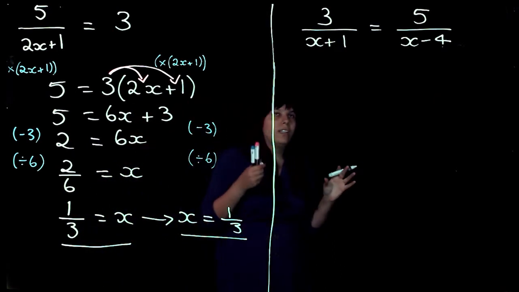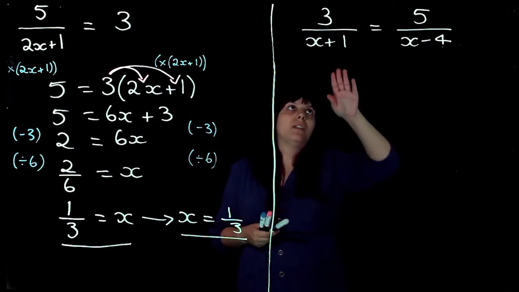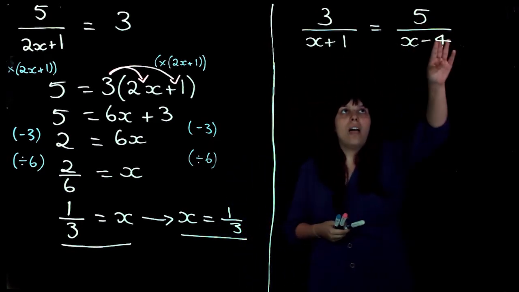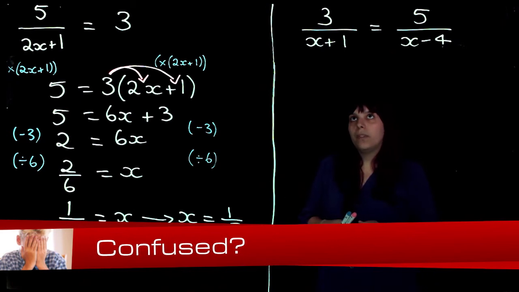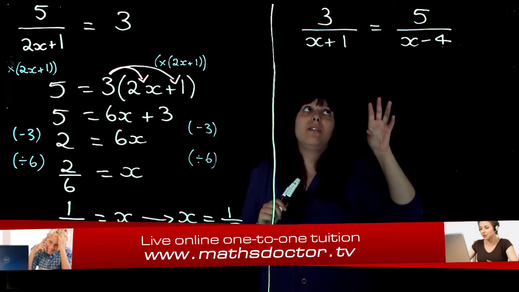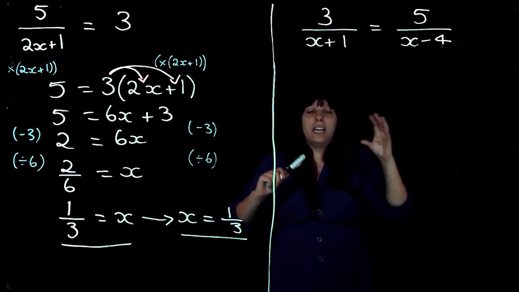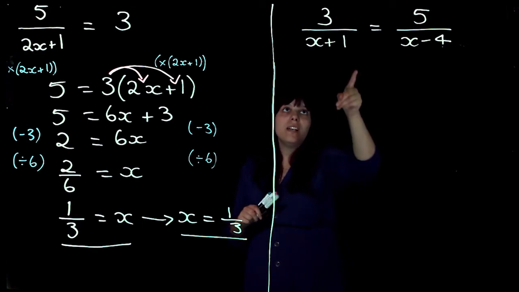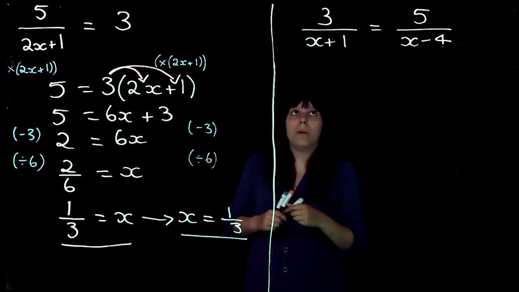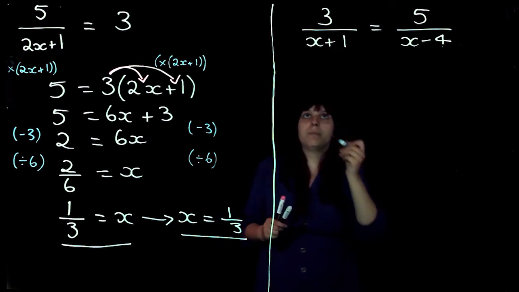Now, if we look at the second example, I've got 3 divided by x plus 1, and that equals 5 divided by x minus 4. Now, because I've got a fraction on both sides, I'm going to take it very slowly and get rid of each fraction individually. So the first thing I'm going to get rid of is this x plus 1. So how do I get rid of divided by x plus 1? Times by x plus 1.